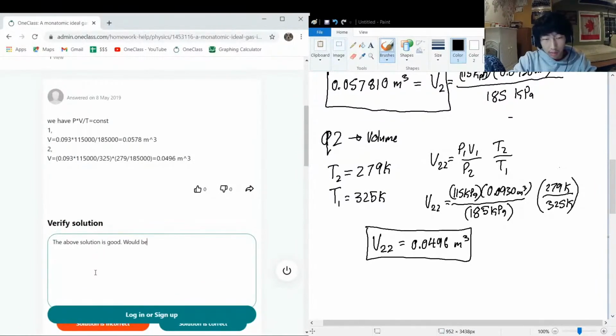It would be better to show the process with part 2 where the two temperature values are incorporated. Cool.